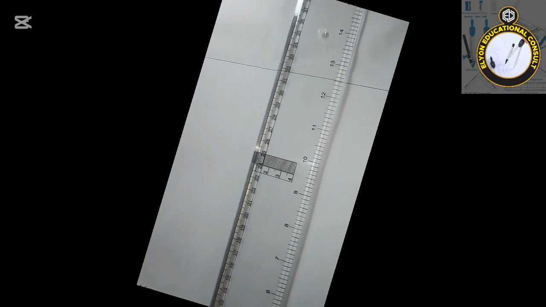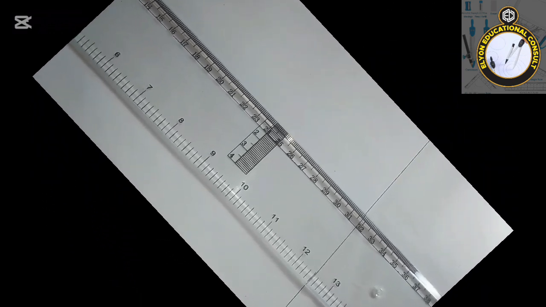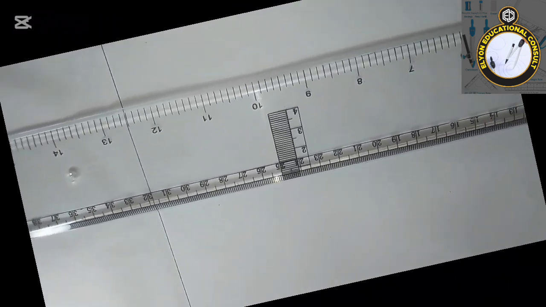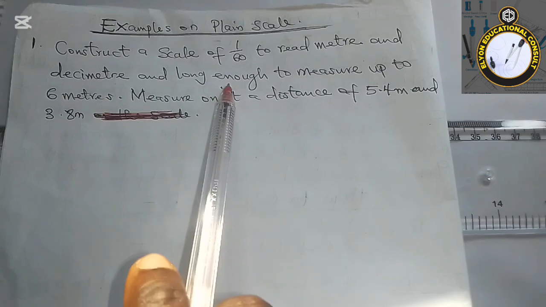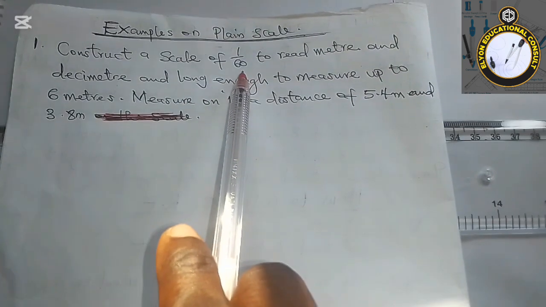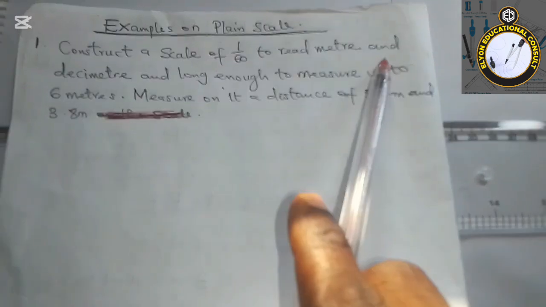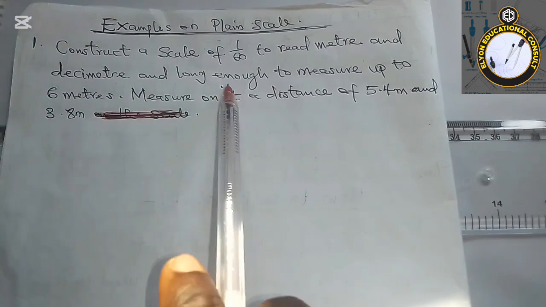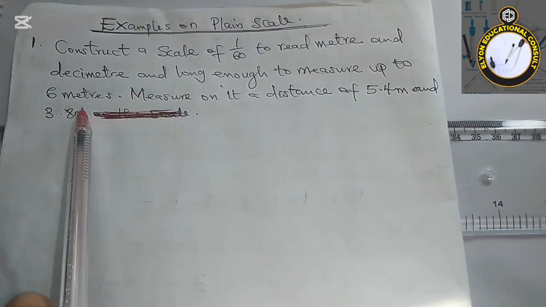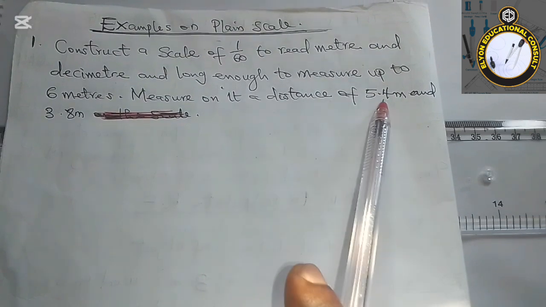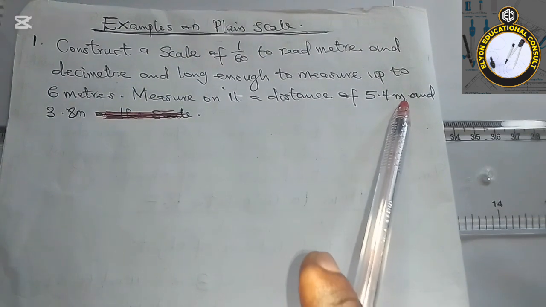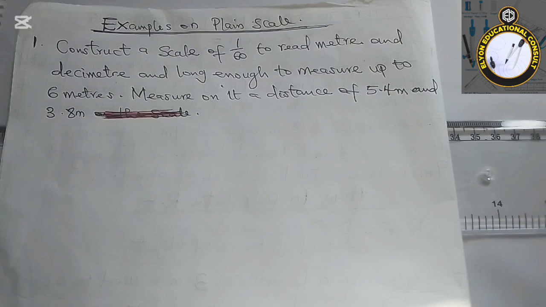In this video we'll be looking at construction of plane scale, how to construct plane scale. We have a question here I want us to consider together. The question says construct a scale of 1:60 to read meter and decimeter and long enough to measure up to 6 meters. Measure on it a distance of 5.4 meters and 3.8 meters.